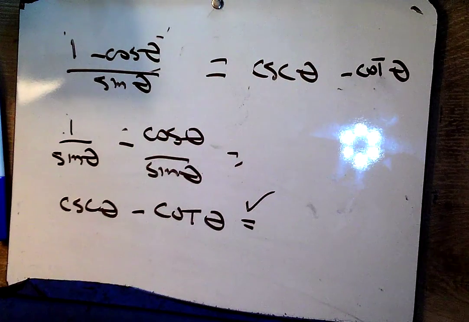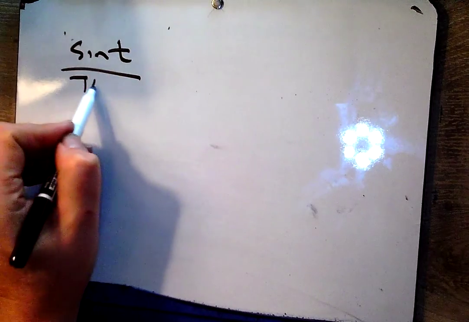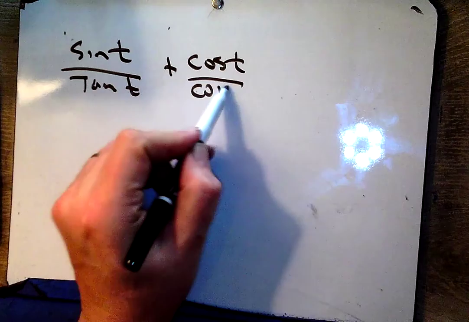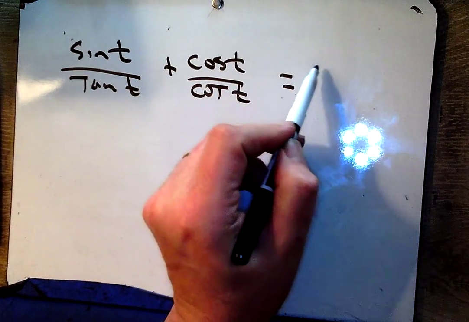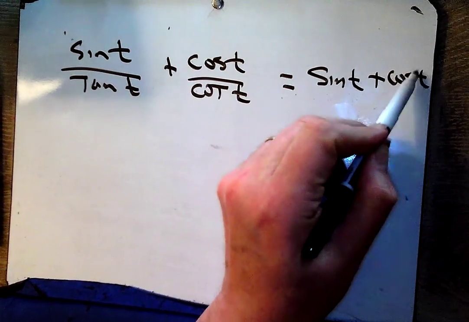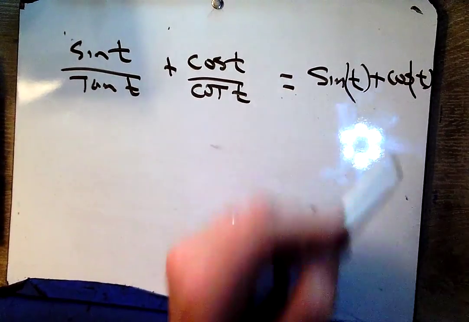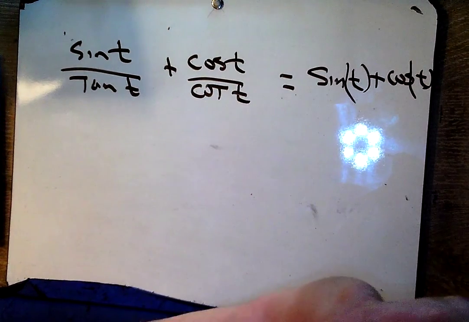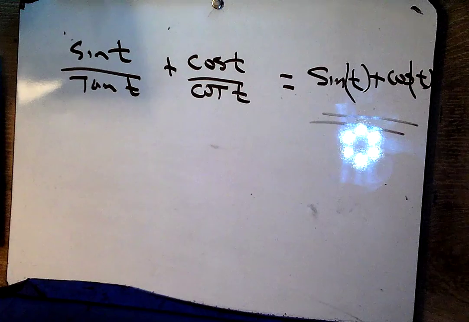Okay. How about this? Oh, did you want to do it? No. Okay. Sine t tan t plus cosine t cotangent t should turn out to be sine t plus cosine t. Okay. Verify. Go to it. I can't wait to see. You already know what you're supposed to get, so show me how to get there.